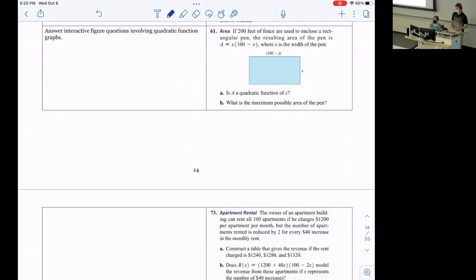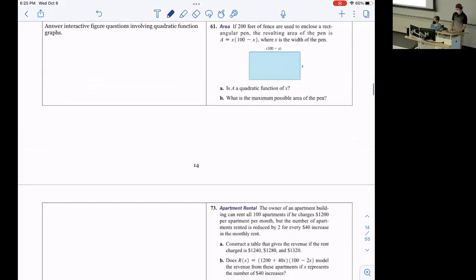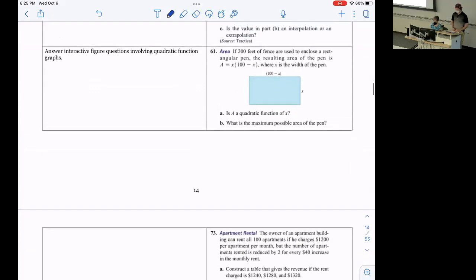Yeah, I don't understand anything that says 61. 61 or 72? 61. It says if 200 feet of fence are used to enclose a rectangular pen, the resulting area of the pen is A equals X times 100 minus X, where X is the width of the pen. Is A a quadratic function of X?